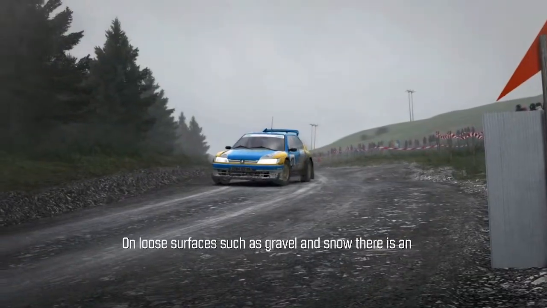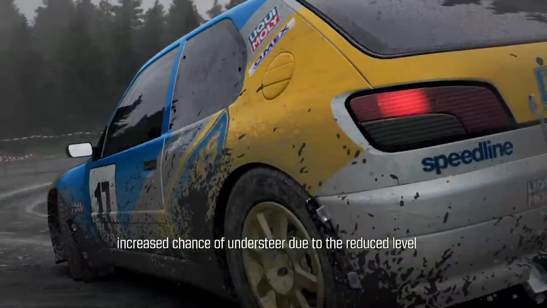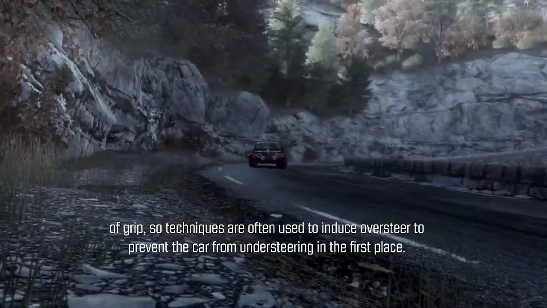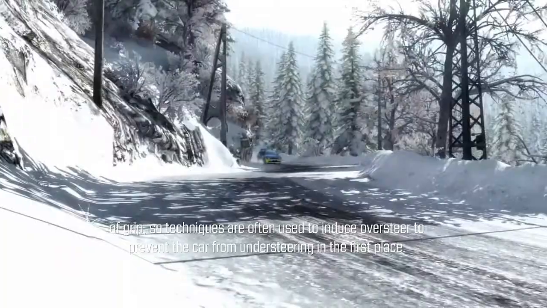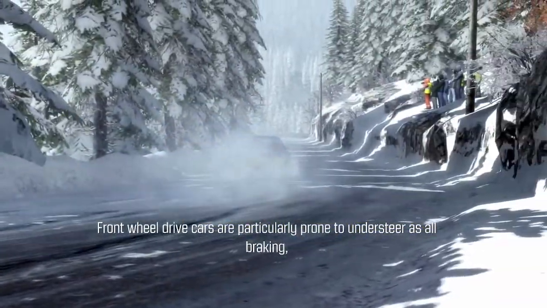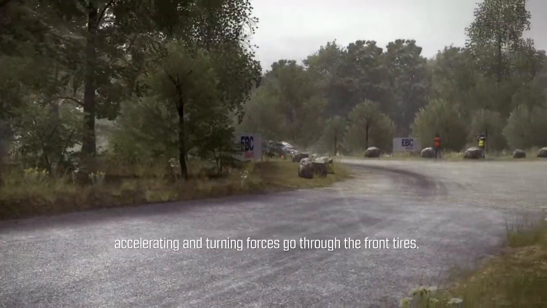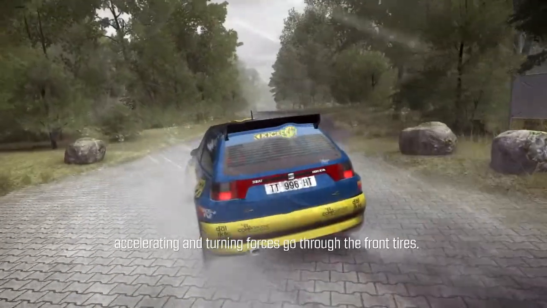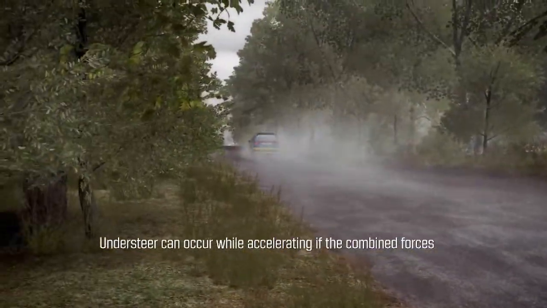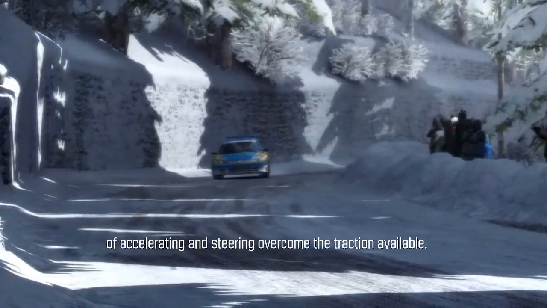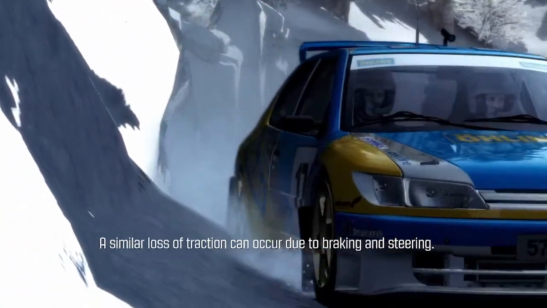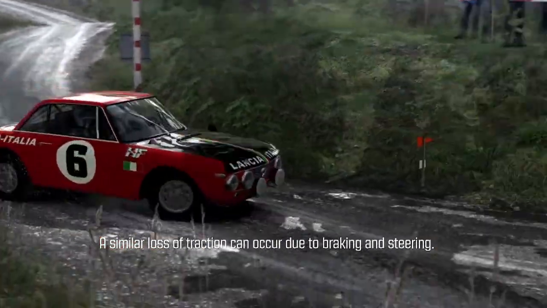On loose surfaces such as gravel and snow, there is an increased chance of understeer due to the reduced level of grip, so techniques are often used to induce oversteer to prevent the car from understeering in the first place. Front-wheel drive cars are particularly prone to understeer as all braking, accelerating and turning forces go through the front tyres. Understeer can occur while accelerating if the combined forces of accelerating and steering overcome the traction available. A similar loss of traction can occur due to braking and steering.